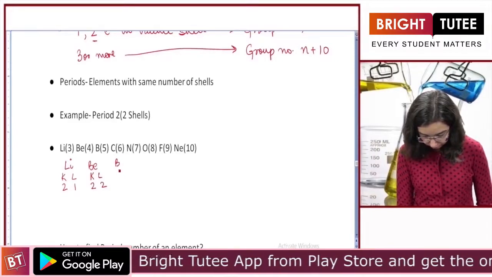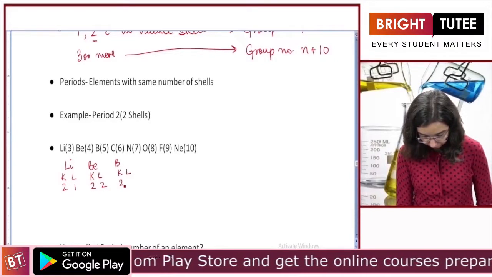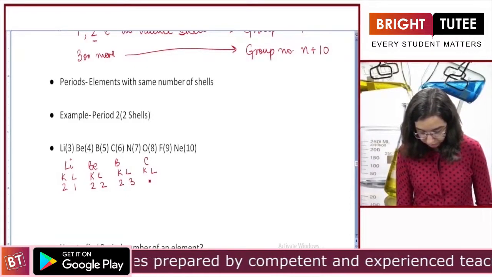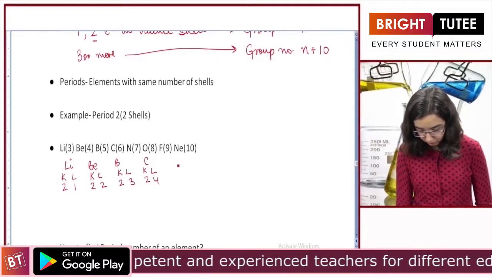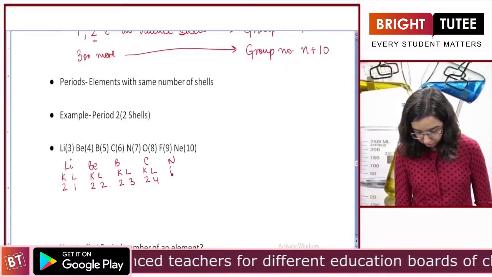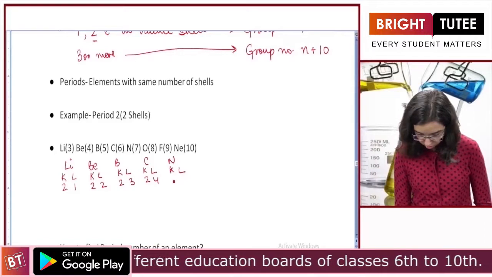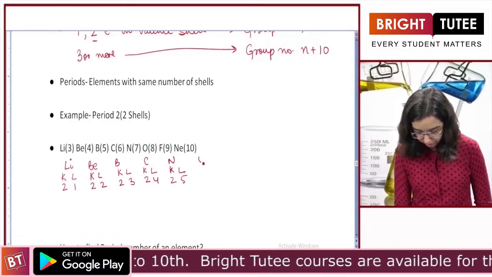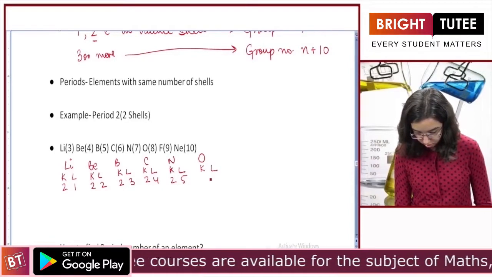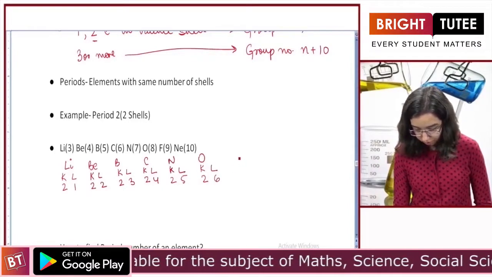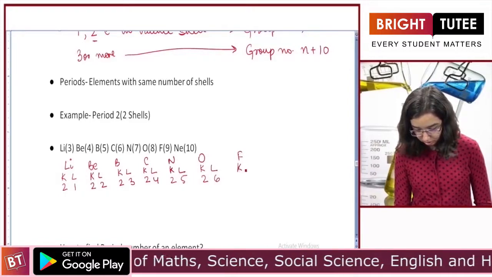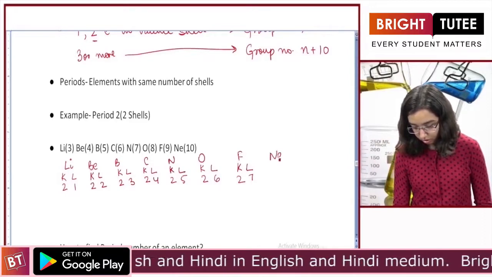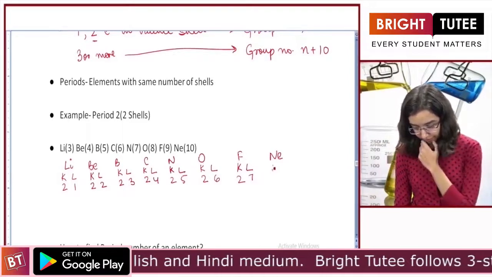Boron has 5. Carbon has 6. Nitrogen has 7. Oxygen has 8. Fluorine has 9. And neon has 10.